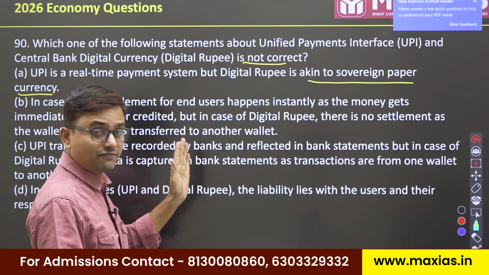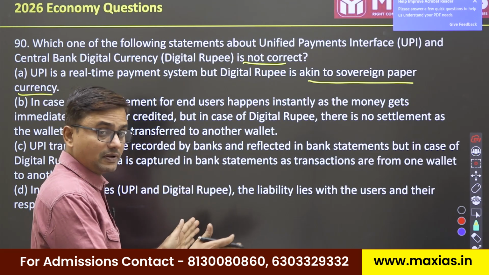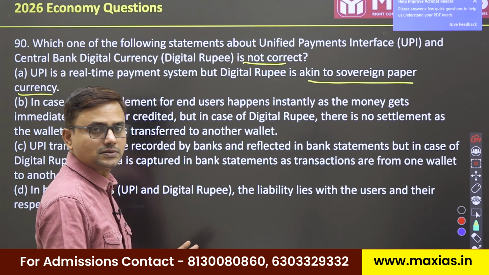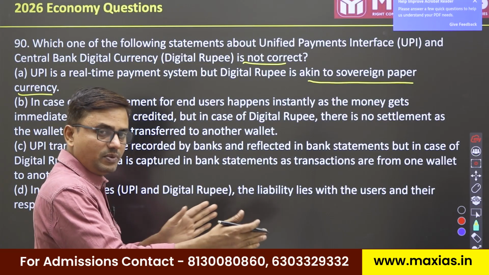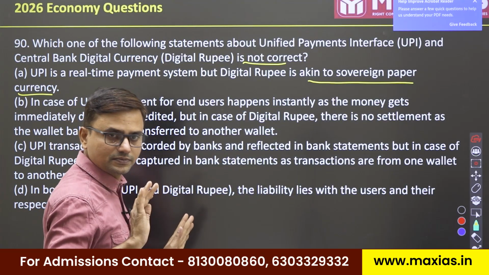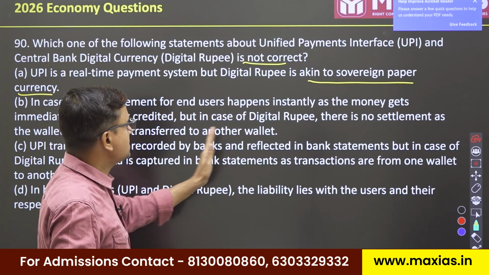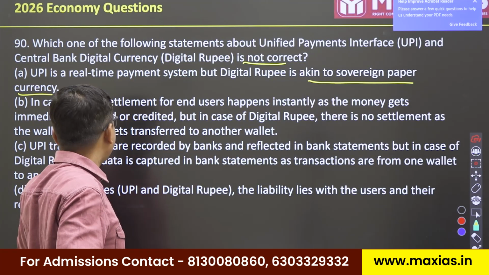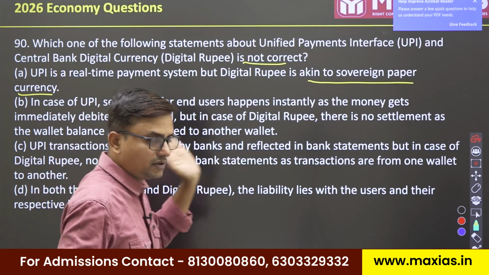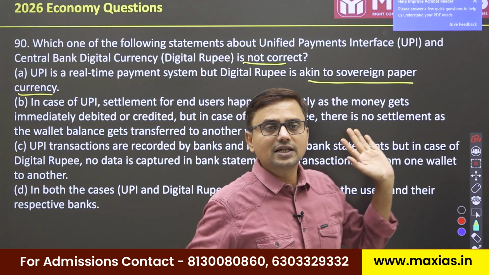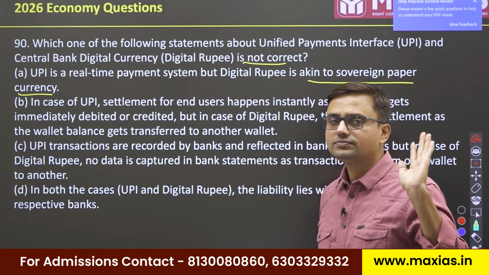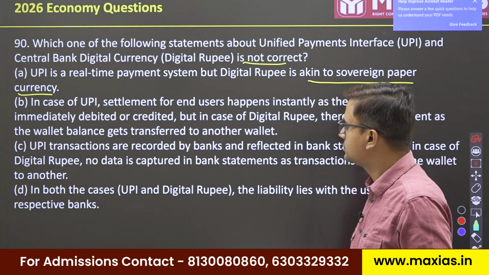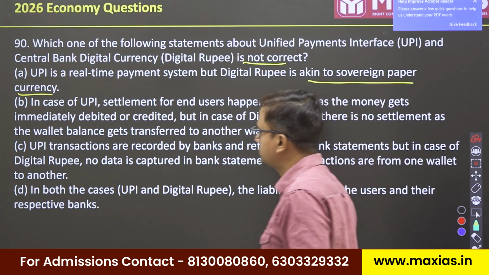But in case of digital rupee, it is from wallet to wallet. Why? Because digital currencies are stored in wallet. Transactions will be from wallet to wallet. Okay. So in case of digital rupee, there is no settlement as wallet balance get transferred to another wallet. So ये गलत है statement. Second statement is right or wrong? Right.